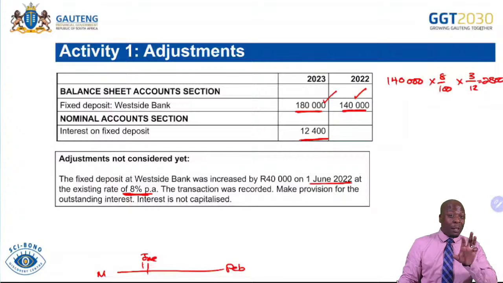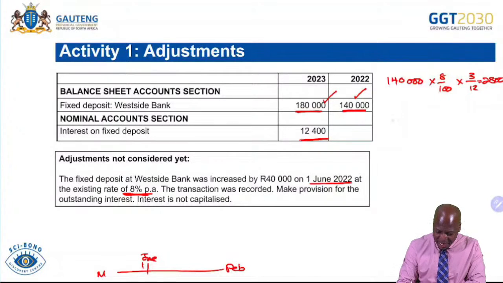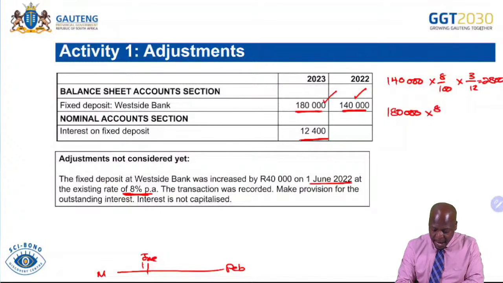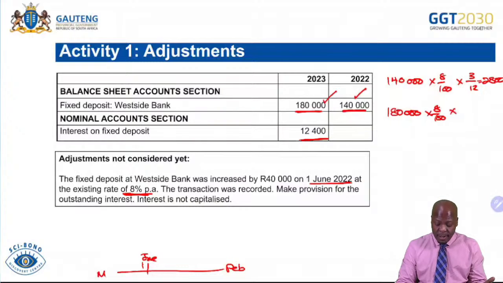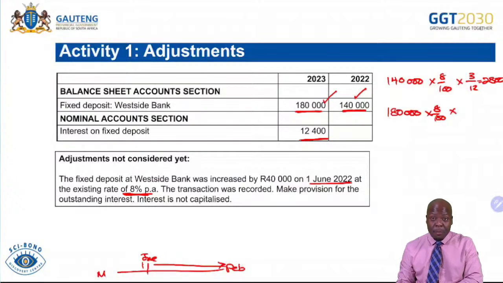So now we know we have 140, which is what we had at the beginning for the first 3 months. And then it increased to how much? To 180. All right, so I now have 180,000. Are you still following? Remember, they said the interest rate remained constant, the existing rate of 8%. So I multiply by 8 over 100, times how many months now? Times 9. Remember, it has to be over 12. The 9 is from the 1st of June until the 28th of February. So it's going to be times 9 over 12.